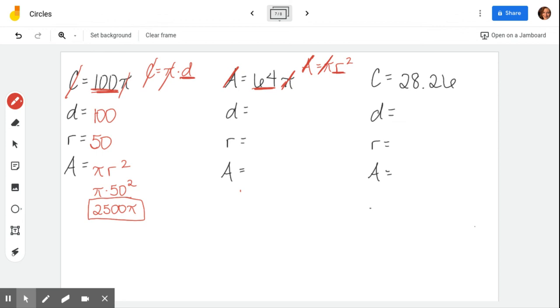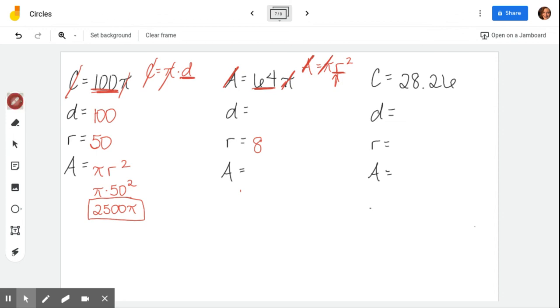So really, I want to do the square root. What do you take times itself to get 64? That would be an 8, right? My formula uses an r, so what we found was not the diameter, it was the radius. My radius is 8. Diameter would be double that, so diameter would be 16.